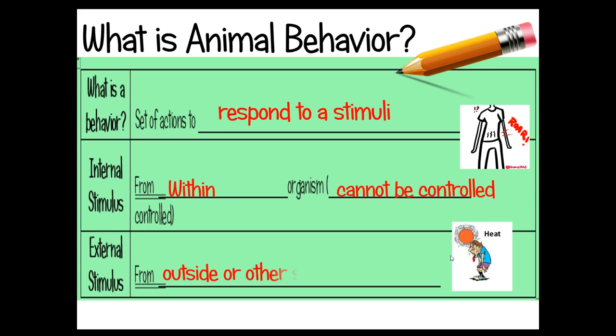An external stimulus comes from the outside or another source. So this can sometimes be controlled. So for example, if it's really hot outside and you're sweating and your body can't take it anymore, you can try to move to a cooler location. So it's something that you can control a little bit more than the internal stimulus.